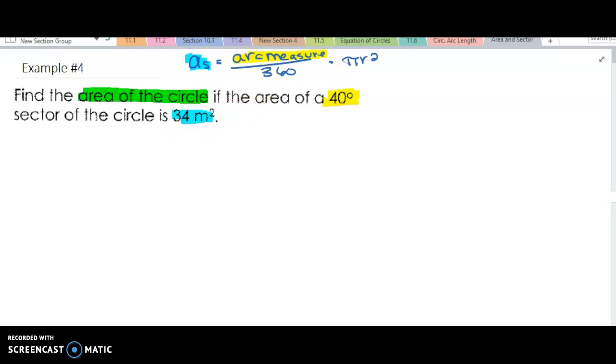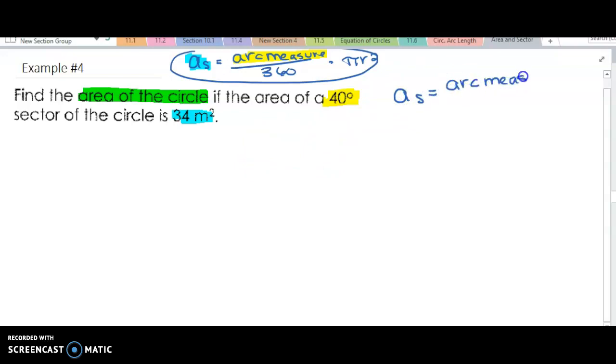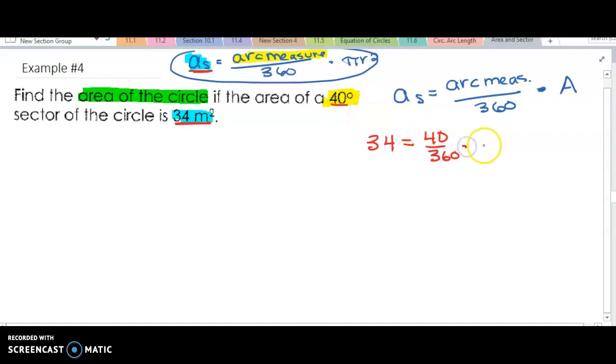Okay, I'm going to actually change this, guys, this formula here, to area of the sector equals arc measure over 360. And rather than putting times pi r squared, I'm just going to put times the area. Okay, because that's the formula for the area of the circle. Okay, now I'm going to plug things in. So my area of the sector is 34. So 34 equals, my arc measure is 40 over 360, times area.